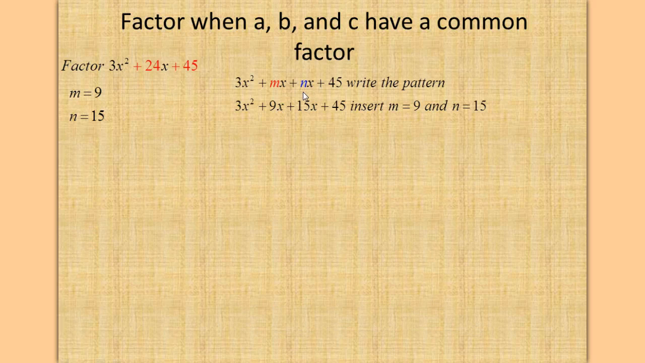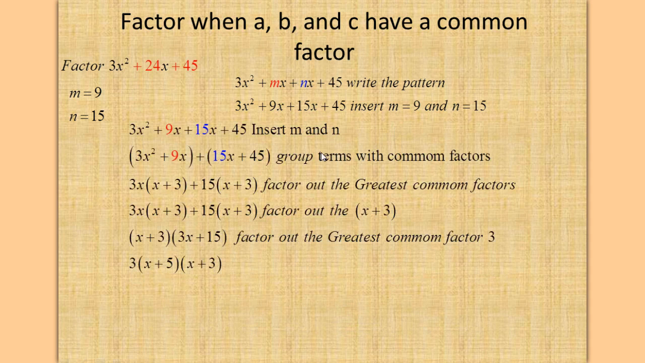So what I do is I insert my m and my n, 9 and 15, and then I group the terms with common factors, and then I factor out the greatest common factor. So here I have 3's I can factor out, and x's I can factor out. So that leaves me 3x times x plus 3. Here I got a 15 I can factor out, and 15 from 15x leaves me x. 15 from 45 leaves me 3. So I have 3x times x plus 3 plus 15 times x plus 3.